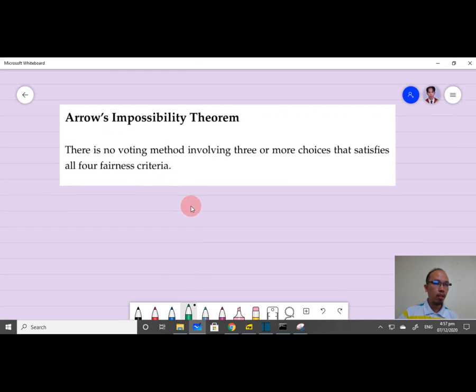So I hope if ever that you can find an example, then of course you will be renowned as you disprove this theorem. Okay, so that's all for this discussion. The next part will be the weighted voting system.